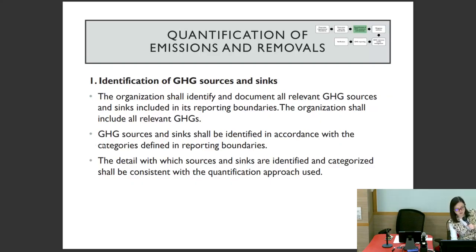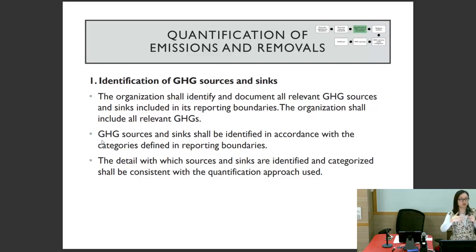So whether it is Scope 1, Scope 2, or Scope 3, the detail with which sources and sinks are identified and categorized should be consistent with the quantification approach used. So you may have the carbon emissions report every year. Make sure every year you use the same approach. Maybe the equity share approach. Then in all the years, use the equity share approach, and it should be the same approach across all the facilities owned or related to your company.